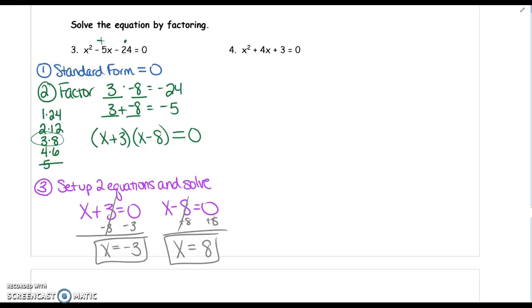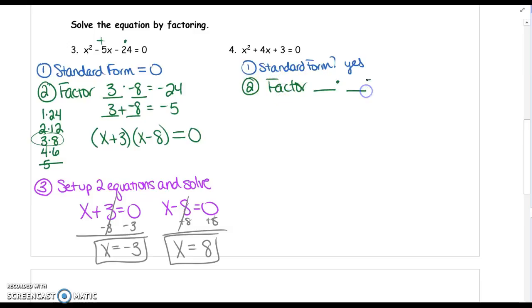First of all, check, is it in standard form? Yes. So we don't need to do anything for step 1. Step 2, we need to factor. I have to multiply to get what number? 3. We have to add up to 4.